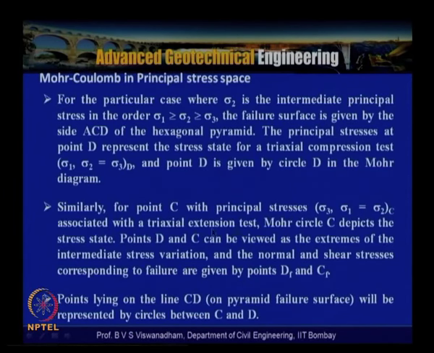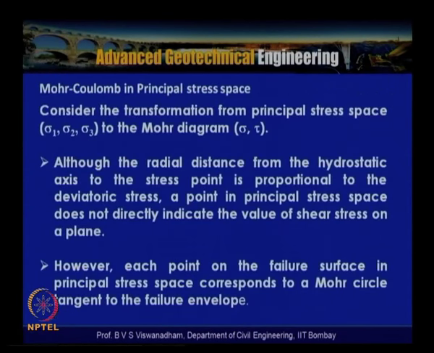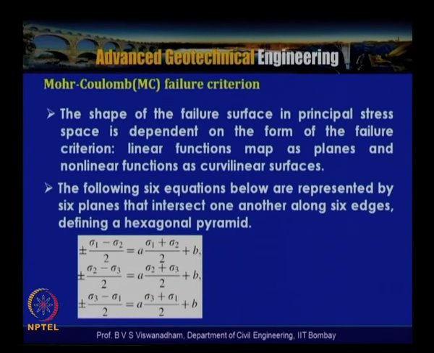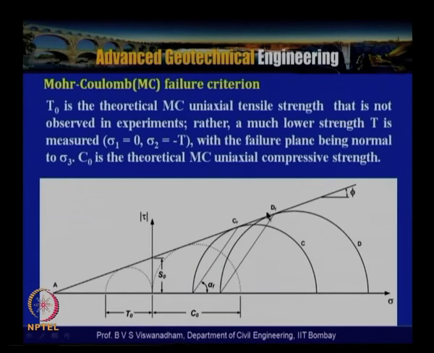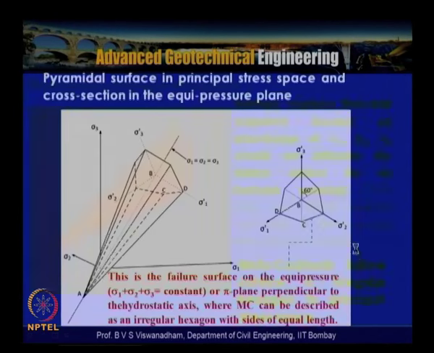The principal stresses at point D represent the stress state for a triaxial compression test, where sigma 2 is equal to sigma 3 at point D, and the stress state at point D is given by circle D in the Mohr circle diagram. This is the Mohr circle, shown here, point D. This is the Mohr circle D.